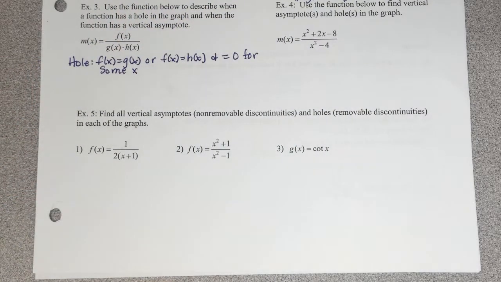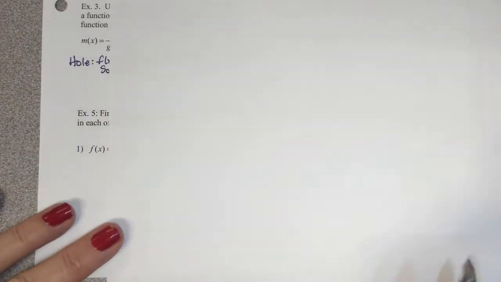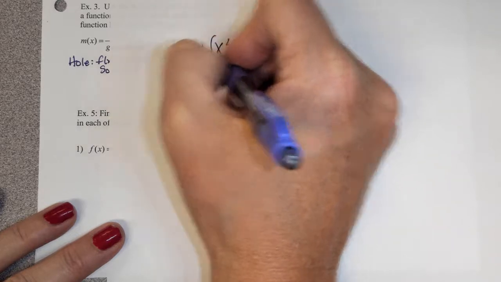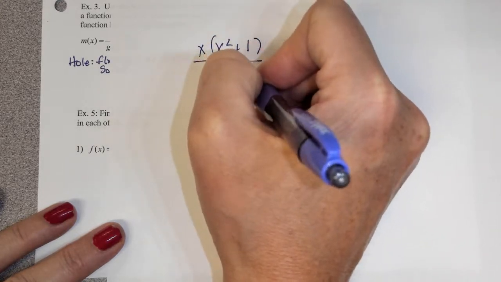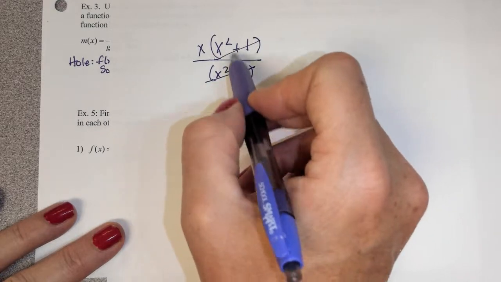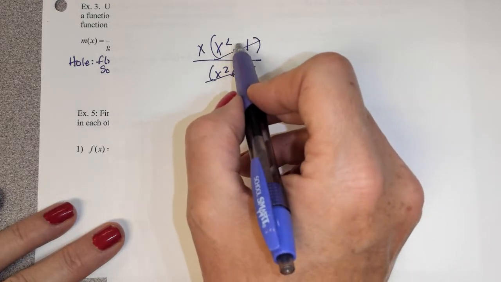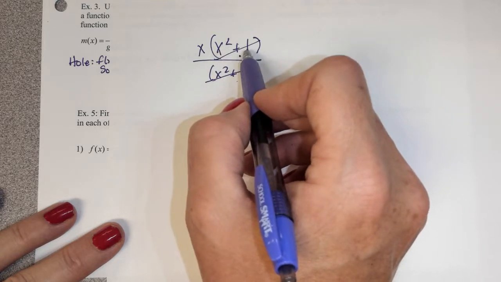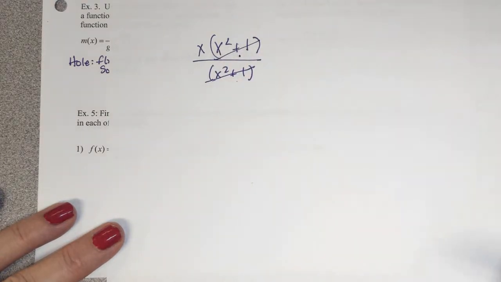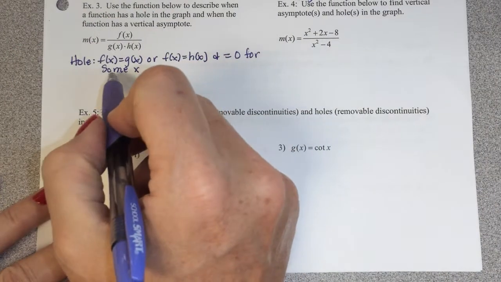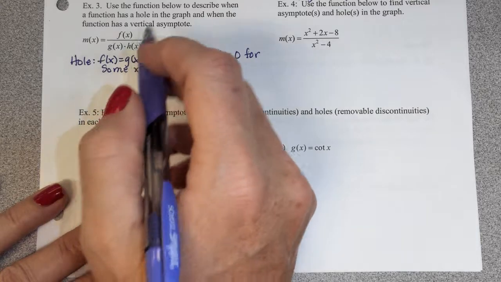Because we could have a function, see look, I could have something like this, x squared plus 1 times x over x squared plus 1. These two are the same, but there really is no hole in the graph because these could never equal 0. X squared is positive. If I add 1, that's still going to be positive. It can never be 0. All right? So that's something we have to make note of.